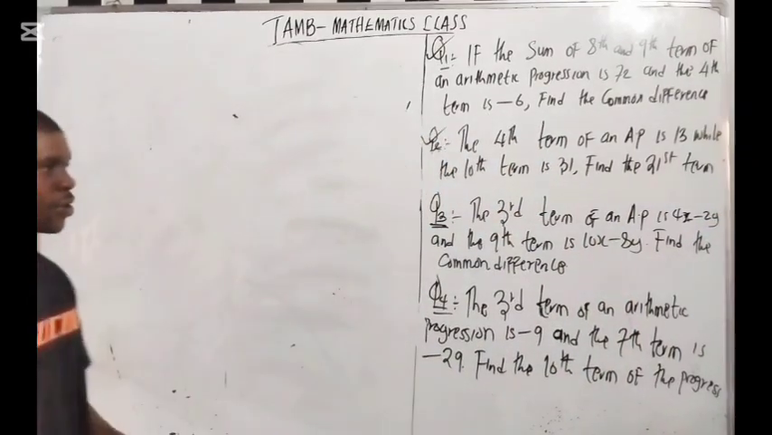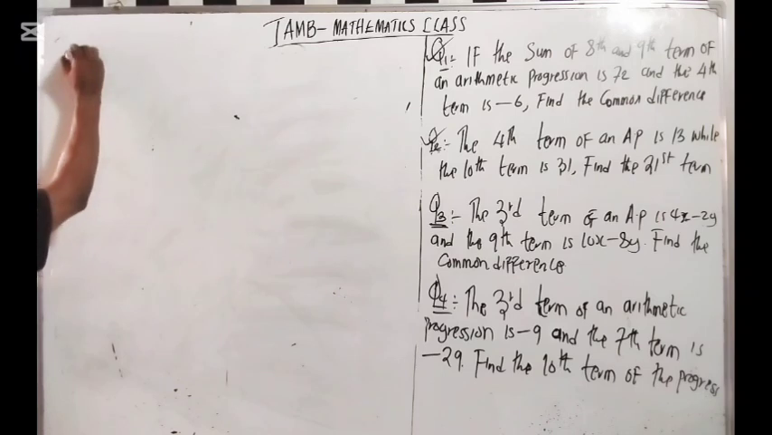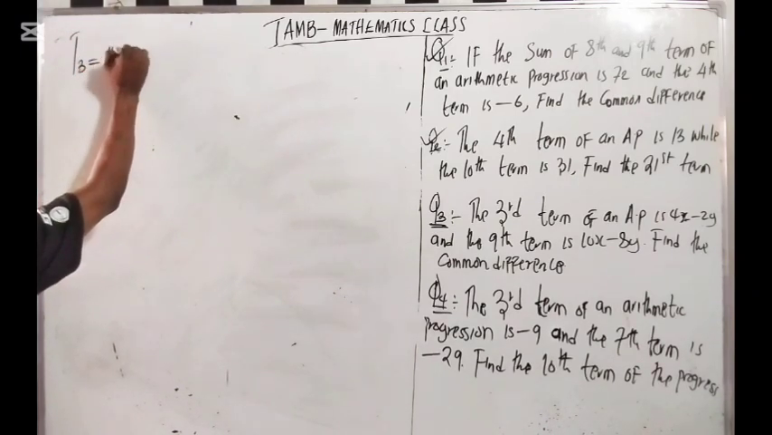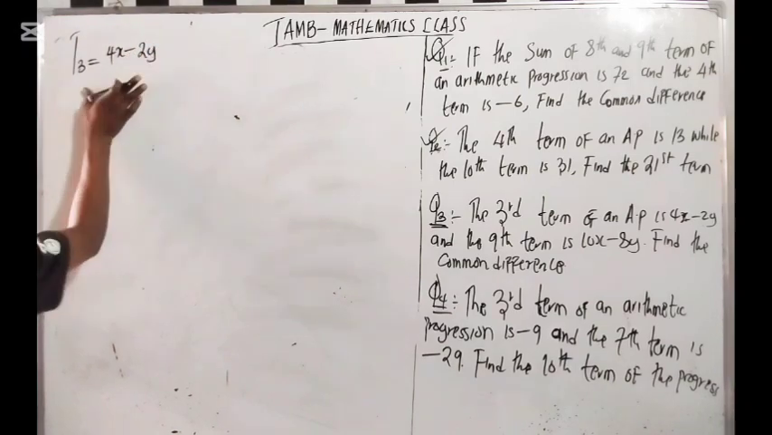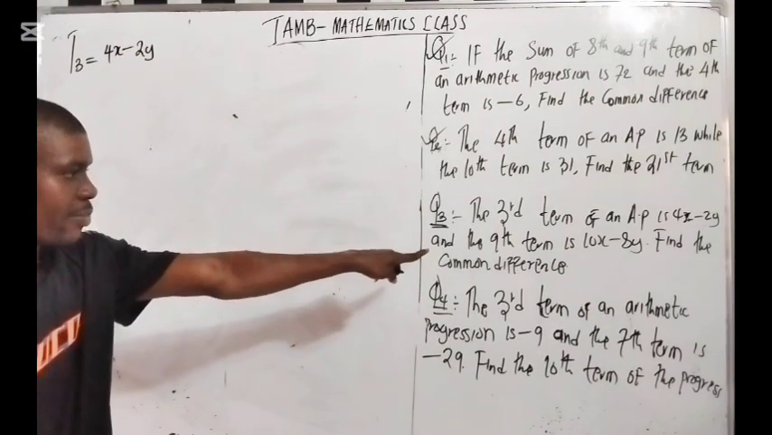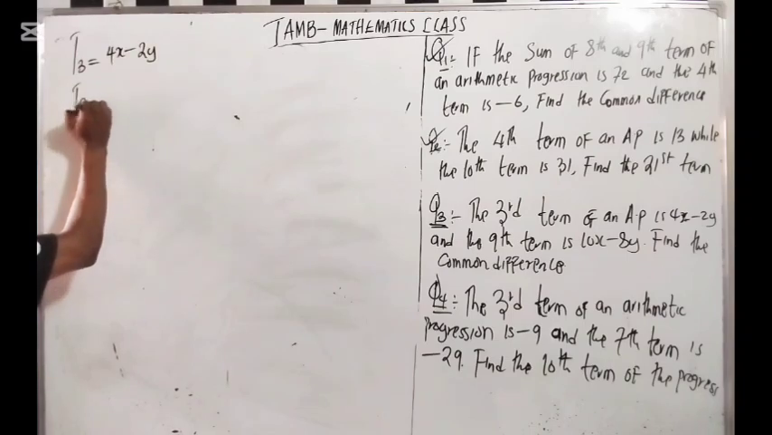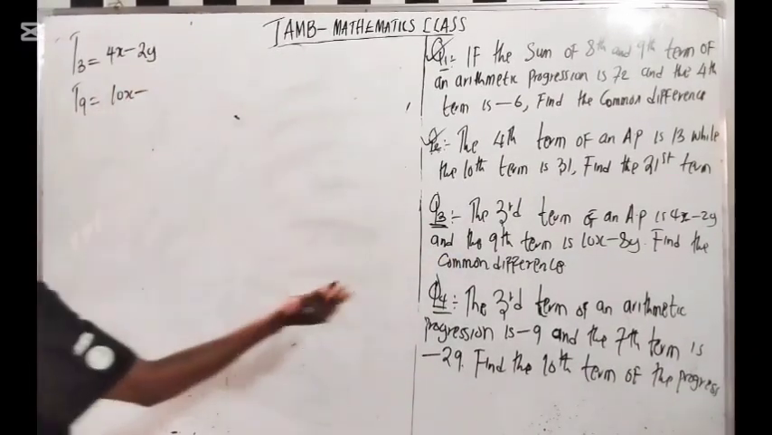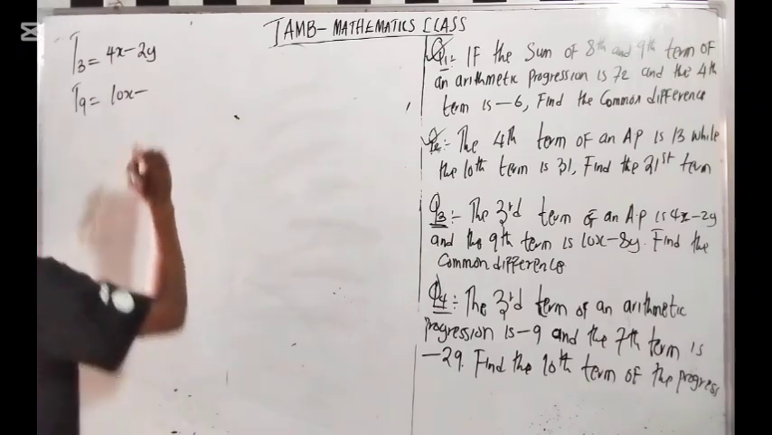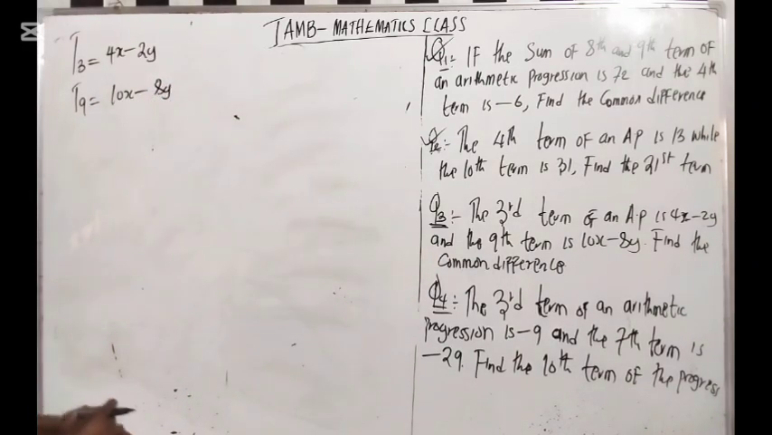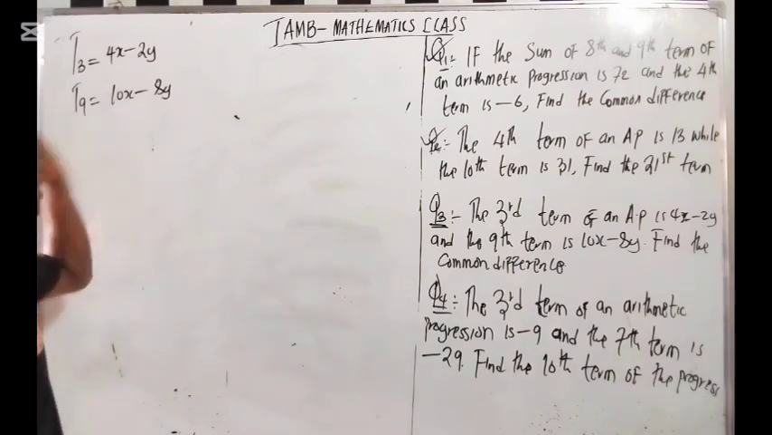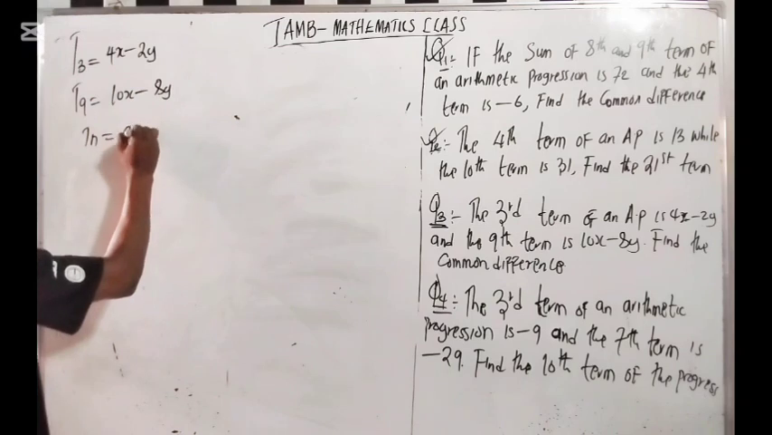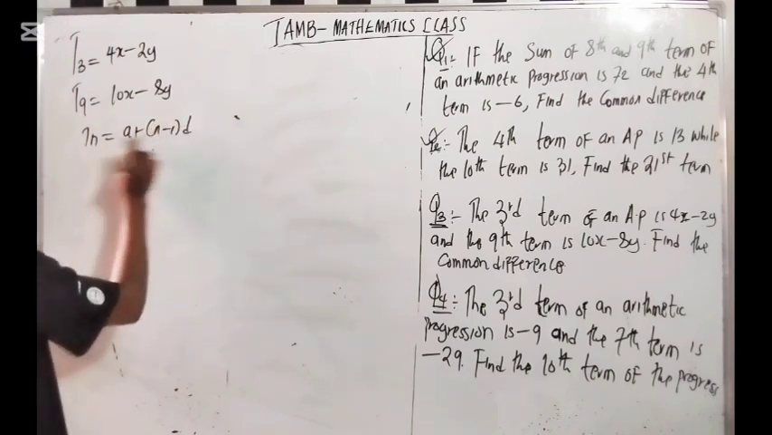So the third term equals 4x minus 2y. And the ninth term equals 10x minus 8y, right? They say we should calculate the common difference, calculate d. Now remember, Tn is equal to a plus n minus 1 d, right?